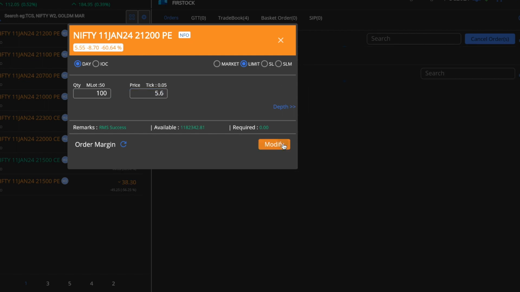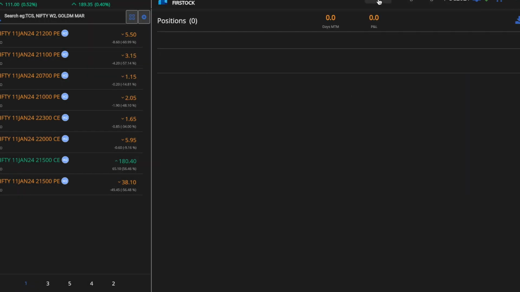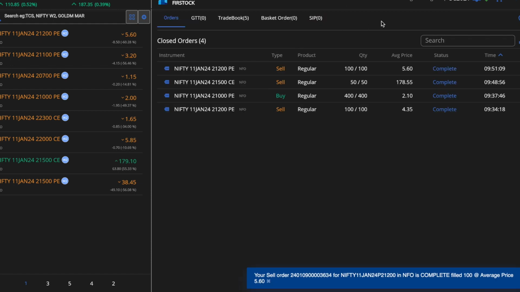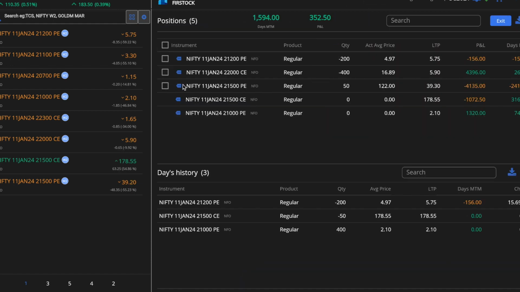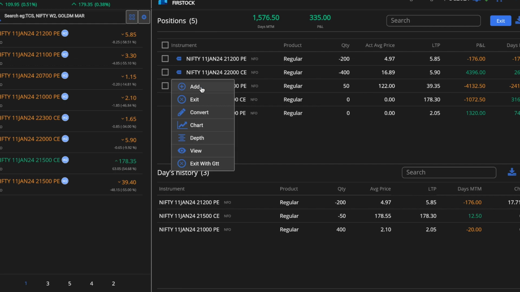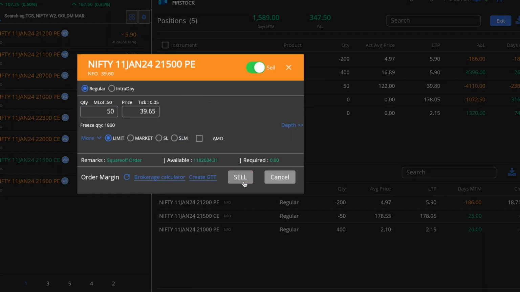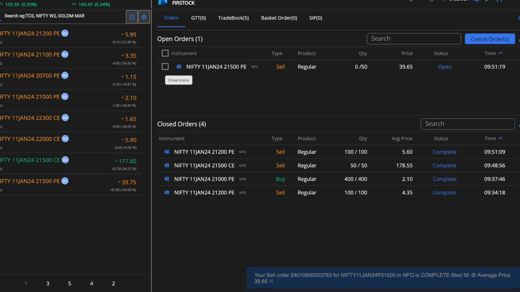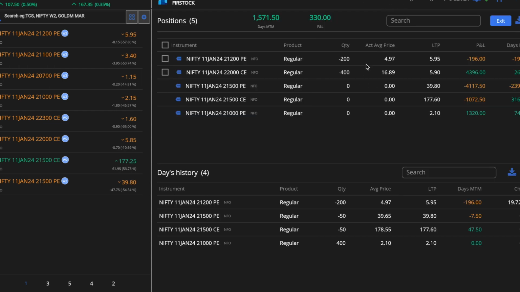5.76. Let's check positions. Okay, 5.5. Okay, 5.6 is executed. It's 200. What we can do is exit this. It's completely exited. Okay, this is also gone. Let's just check out the positions.